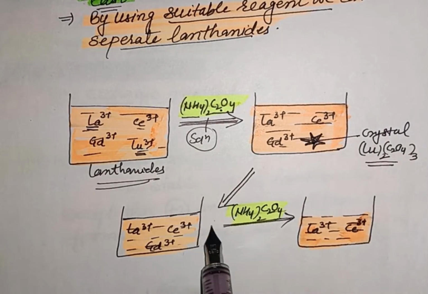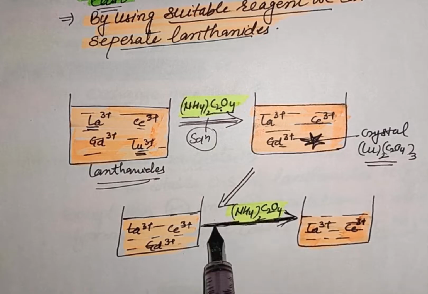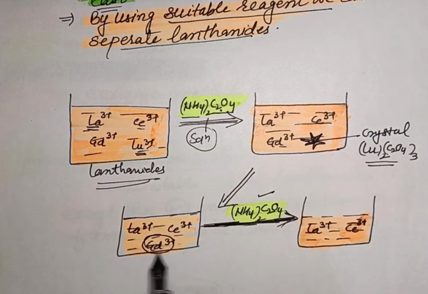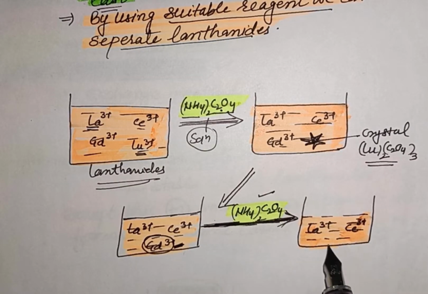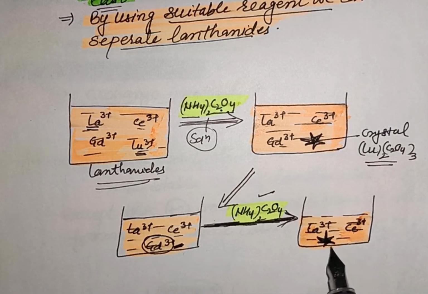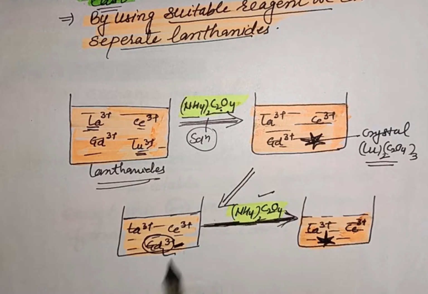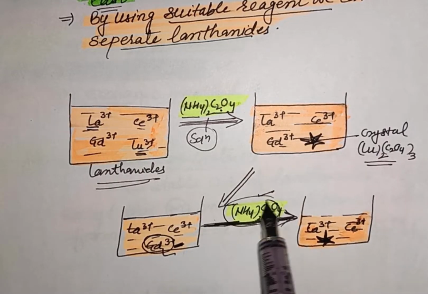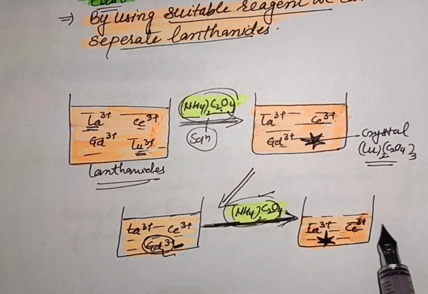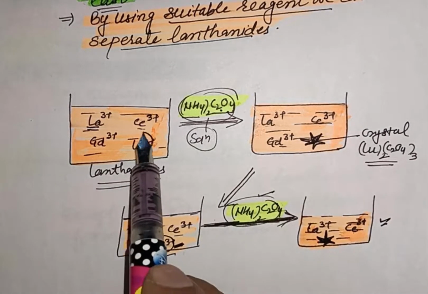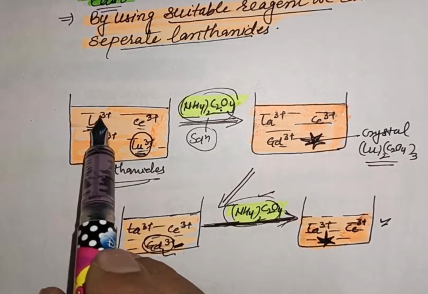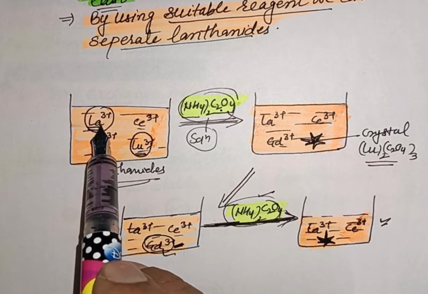Now again we will add a very small amount of ammonium oxalate. The gadolinium oxalate, which is less soluble, will form its crystals, and the rest of the lanthanoids remain in the solution. After that we can separate out this gadolinium. So by adding a very small amount of this crystal-forming agent, we can separate the lanthanoids one by one from the solution. During this, lutetium will separate out first, forming its crystals very first, and the lanthanum crystals will form last.